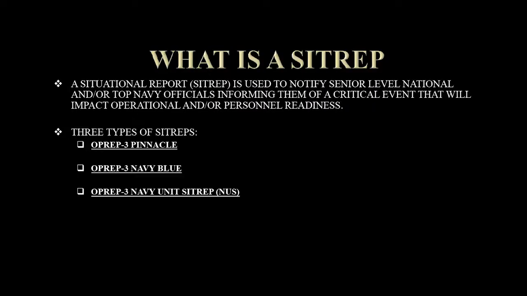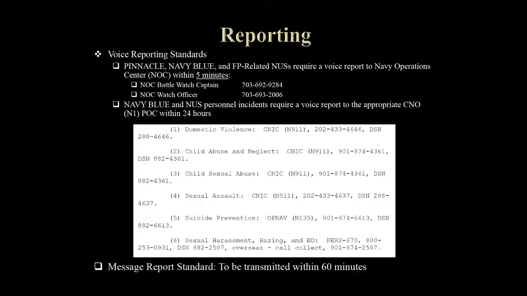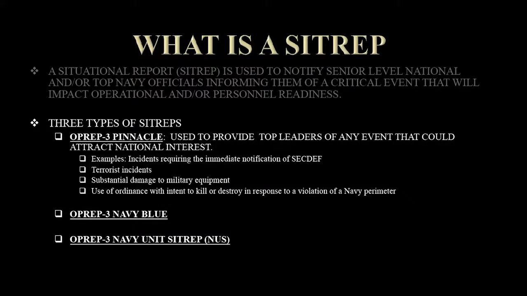A SITREP is a special incident reporting tool that we use to provide senior level leadership with information on an incident requiring immediate attention. Okay, and what are the different types of SITREPs? The different types of SITREPs are an OPREP 3 Pinnacle, an OPREP 3 Navy Blue, and an OPREP 3 Unit SITREP. So, of the three that you've mentioned, can you talk a little bit about each one and why you would use that type of a report?